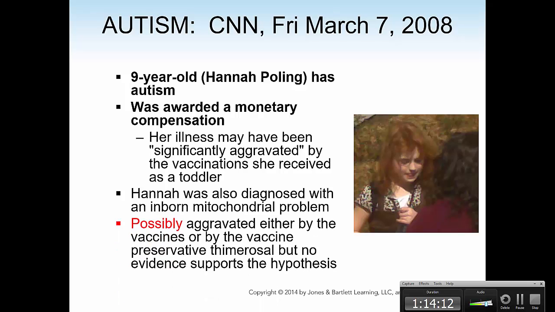Now, is it possible that the vaccine, and actually it's a component of the vaccine called thimerosal, aggravated the problem? I don't know. And neither did the scientists. No one's been able to figure that out. But she got the money.